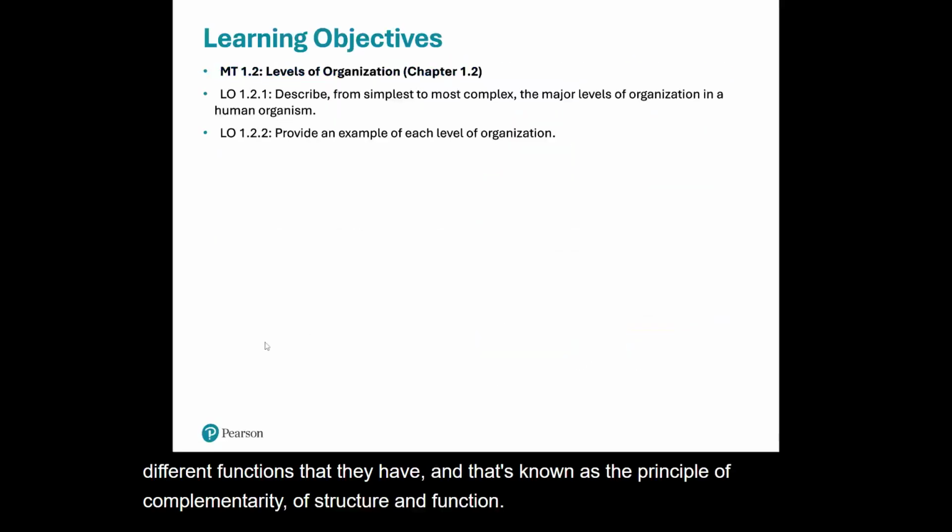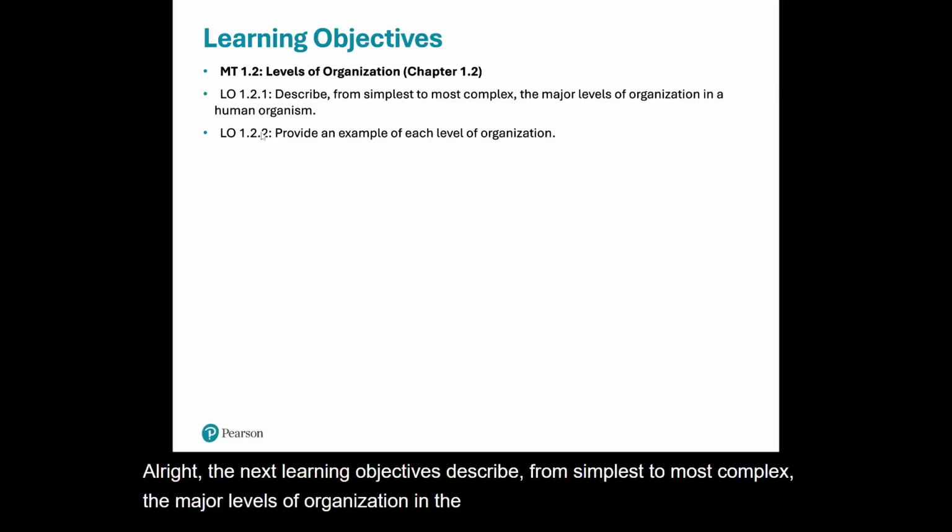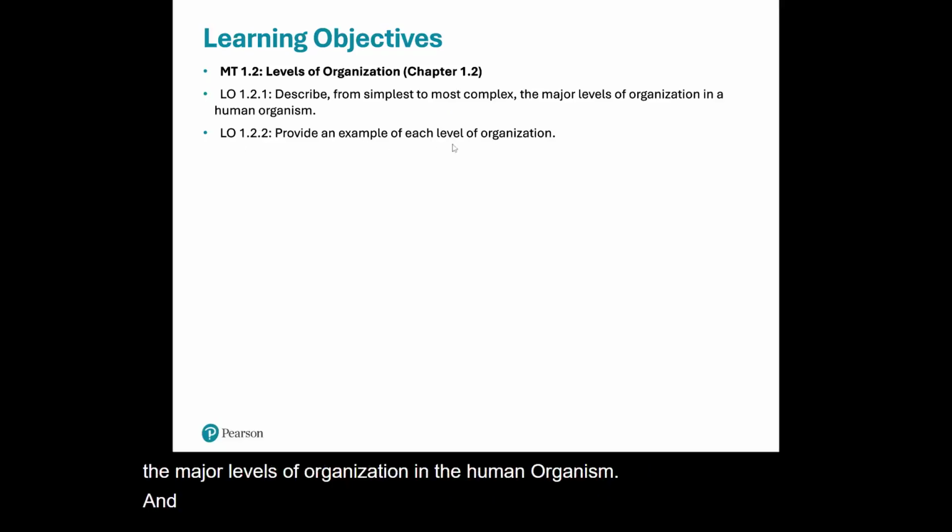All right, the next learning objective: describe from simplest to most complex the major levels of organization in the human organism, and then provide an example of each level of organization.